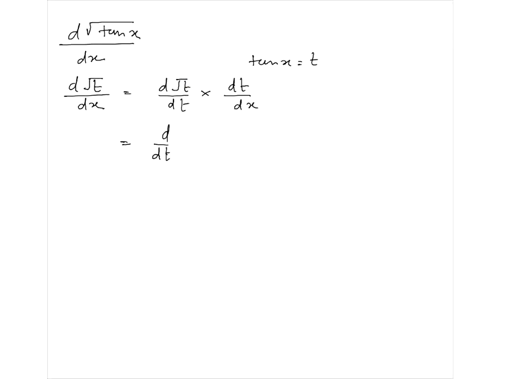So d dt of root t, then d dx of, in place of t, 10x. Derivative of root t, please check and see if you are getting 1 upon 2 root t using the x to the power n formula. Let me know if you have any problem with that. d dx of 10x would be sec square x. Finally, you must get rid of t. In place of t, putting 10x. And we are done. Any questions regarding this whole thing, just let me know.